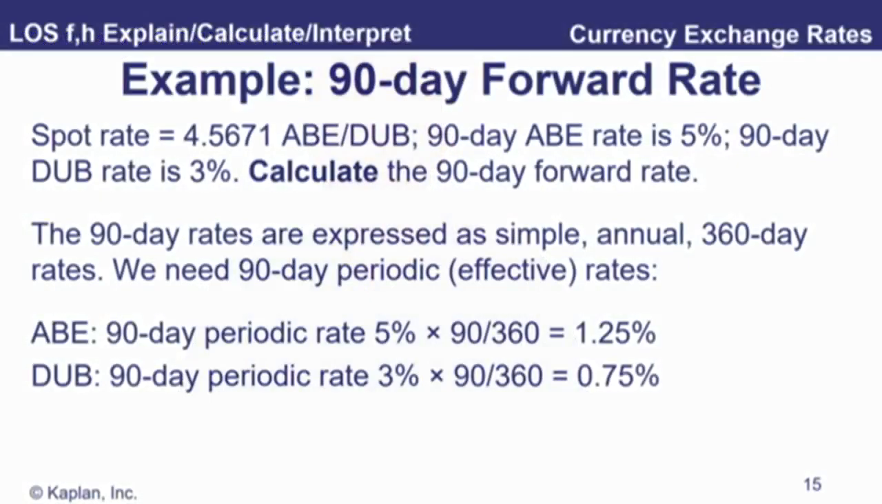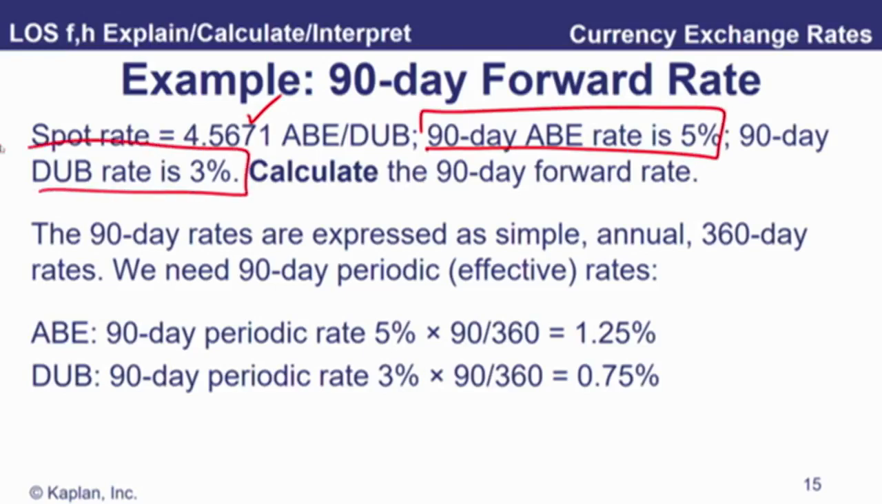In the exam, the next slide shows you what would happen and what you'd need to do if instead we wanted something like, well, here, a 90-day rate. So what do we have? Spot rate, 4.5671. Okay. But we are given a 90-day ABE rate of 5% and a 90-day DUB rate of 3%. And we want to calculate a 90-day forward. Well, the average candidate who's not read this in detail will just do the exact calculation we just went through.